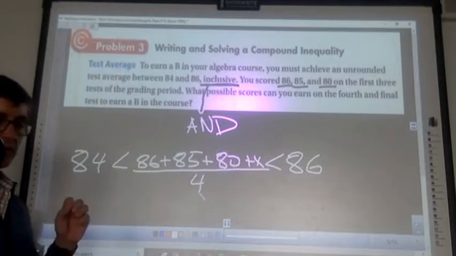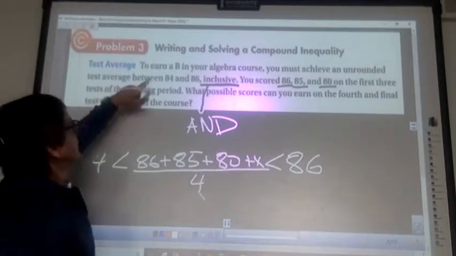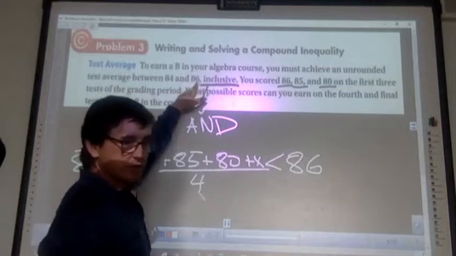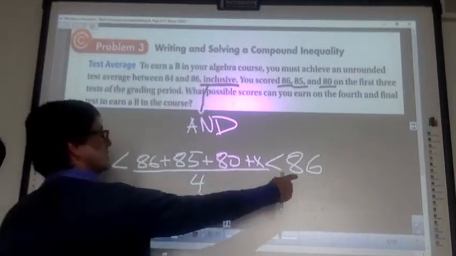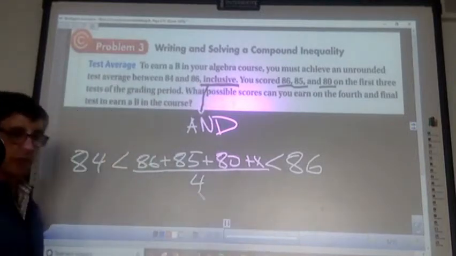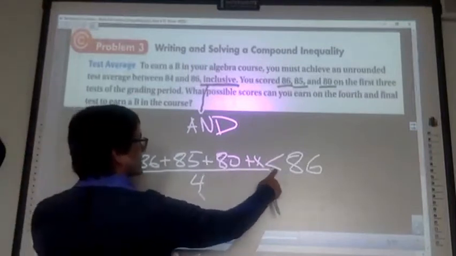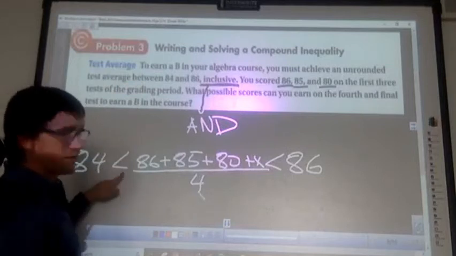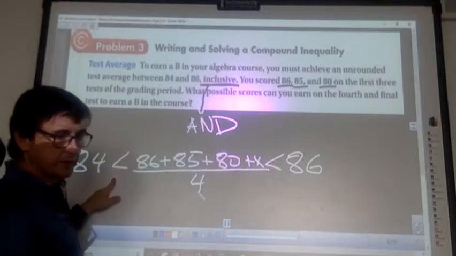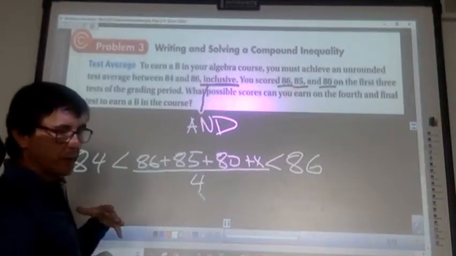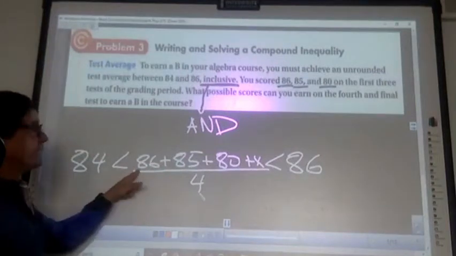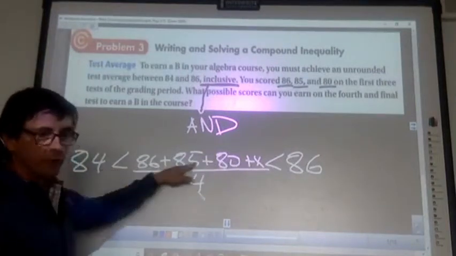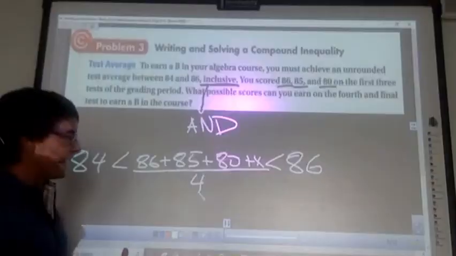So inclusive tells you it's an and. It gives you the 2 numbers on either side, 84 and 86, so you put them on the ends of your inequality. You also have less thans because they said between. That's why it's less than and not less than or equal to, because 85 is the only number in between. And then you have to add your 4 things up and divide by 4 to get an average.